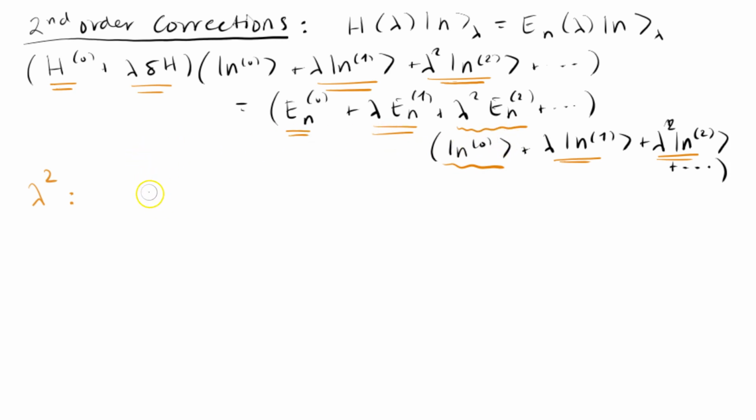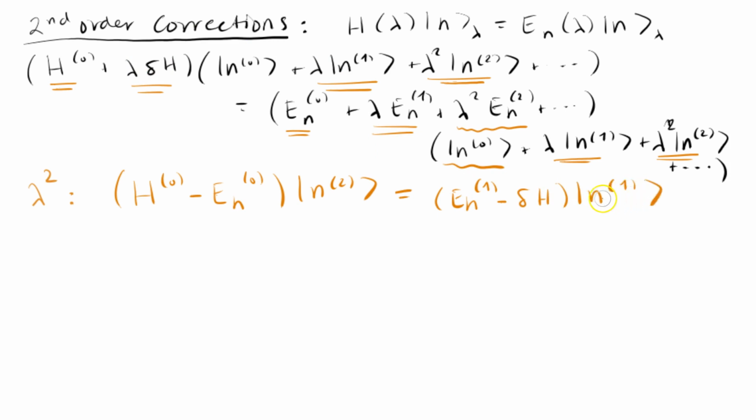Anyways, let's do it. I'm going to group this one on the left: H0 minus En0, all times N2, equals, and then we're going to have En1, and then delta H, I'll swing over to the other side, delta H times N1, and then do I have anything else left? I have an En2 times N0. Okay, so this is it.